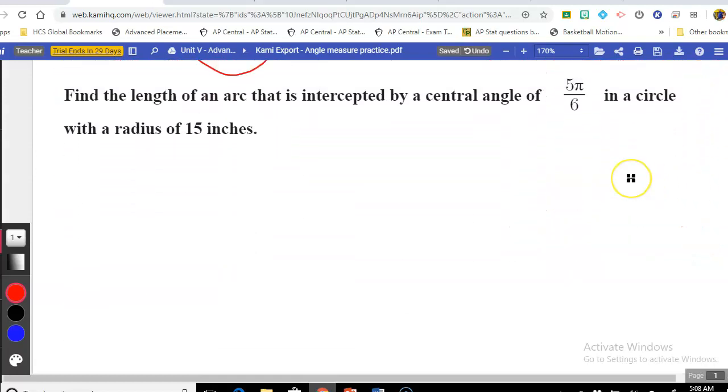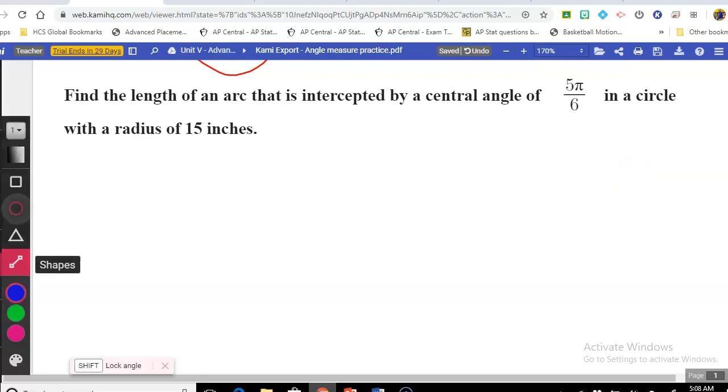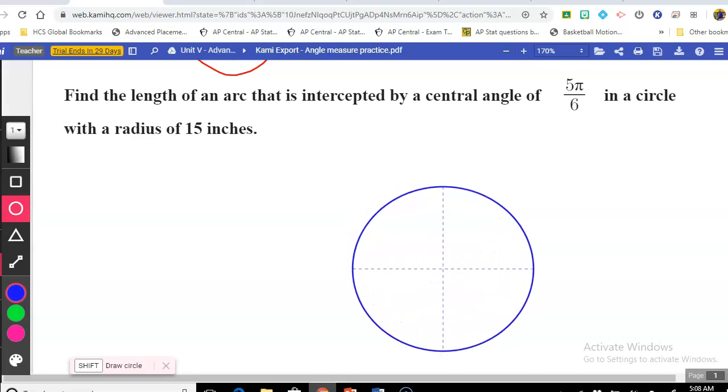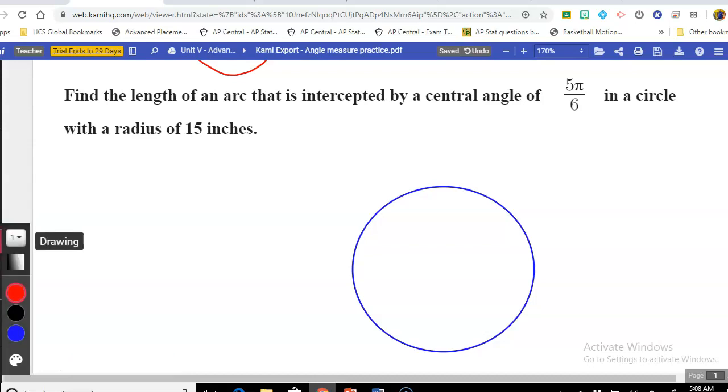All right, in our last practice problem here, we're going to find the length of an arc that is intercepted by a central angle of 5 pi over 6. So let's say we got a circle here. I'm going to try and draw one out. And if we're going to have a circle there, and we have a center, let's say I'm going to try and eyeball it. Say it's right there. And our standard position comes out from here and goes to 5 pi over 6, which is going to be about there. Just to give you a concept in degrees, 5 pi over 6 is 150 degrees.